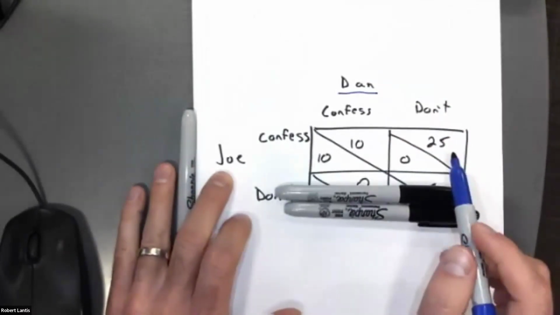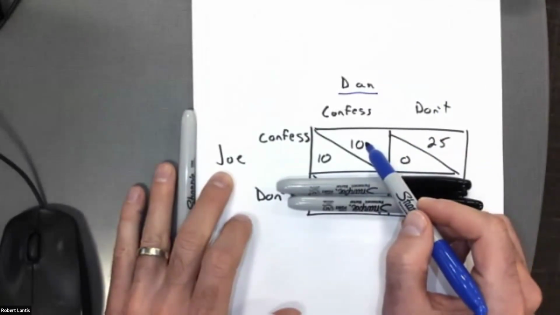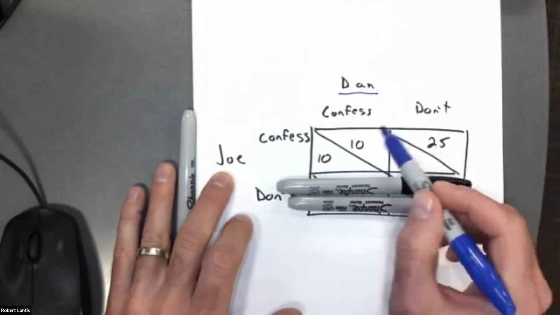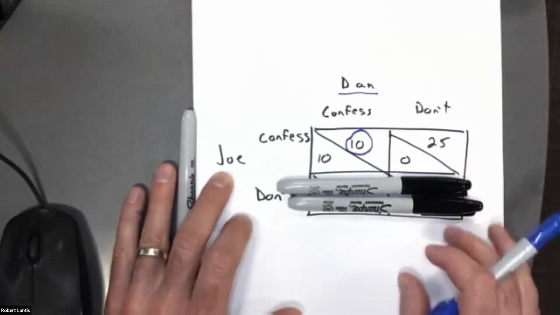If Joe confesses, if Dan knew that, what should he do? Well, if he confesses, he gets 10 years. If he doesn't, he gets 25. 10 years in prison is better than 25.